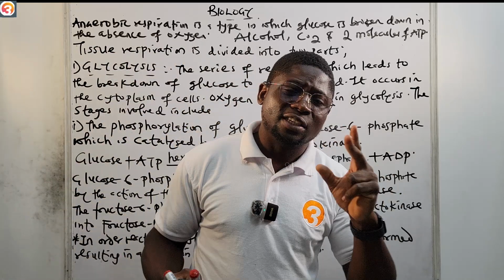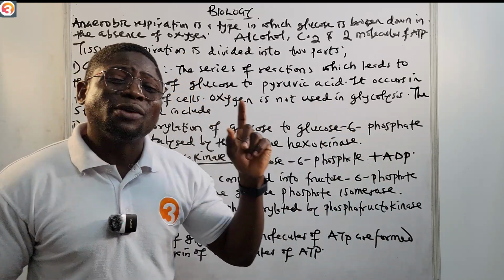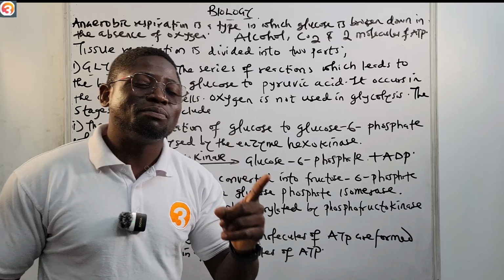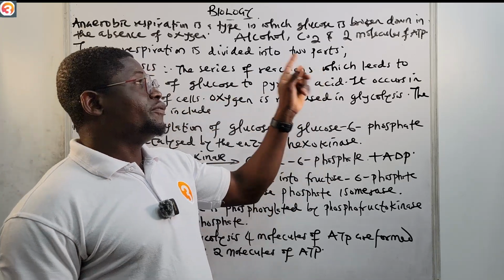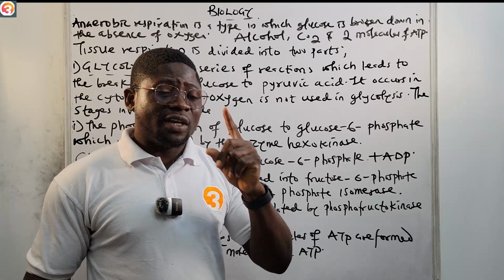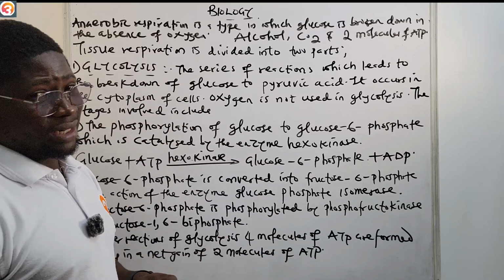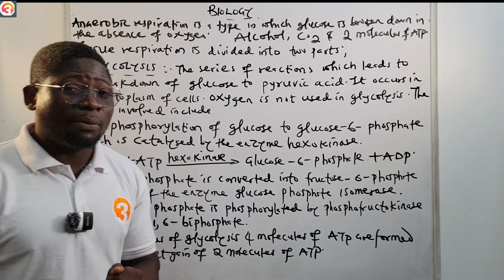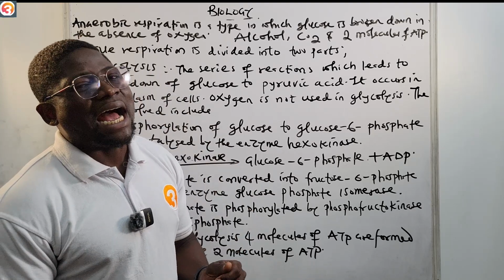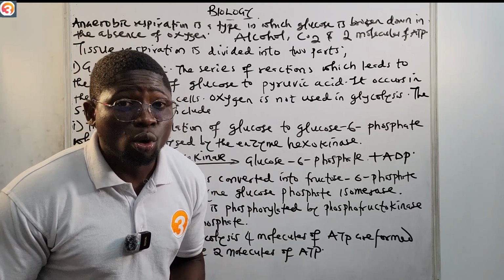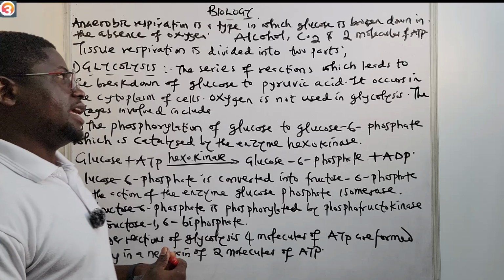2 molecules of ATP. For aerobic, we had 38 molecules of ATP produced. We produce 38 molecules of ATP for aerobic, and 2 molecules of ATP for anaerobic respiration. Please take note of them. Very important. If it were not important, I would have told you so.